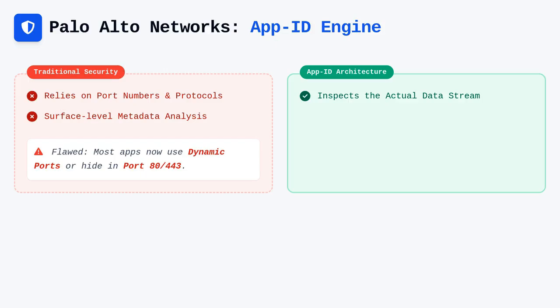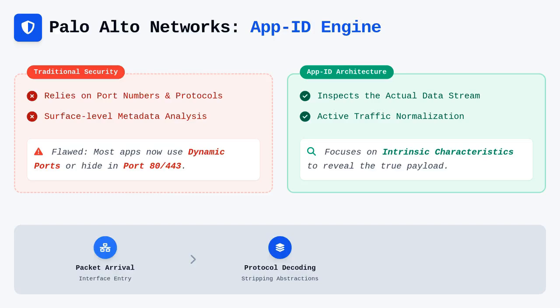The App ID engine within the Palo Alto Networks firewall architecture functions differently by looking at the actual data stream rather than just the header information. When a packet first arrives at the interface, the engine performs initial protocol decoding to identify the underlying transport mechanism. This is not a simple lookup table, but an active process of normalizing traffic to strip away layers of abstraction and reveal the true payload.